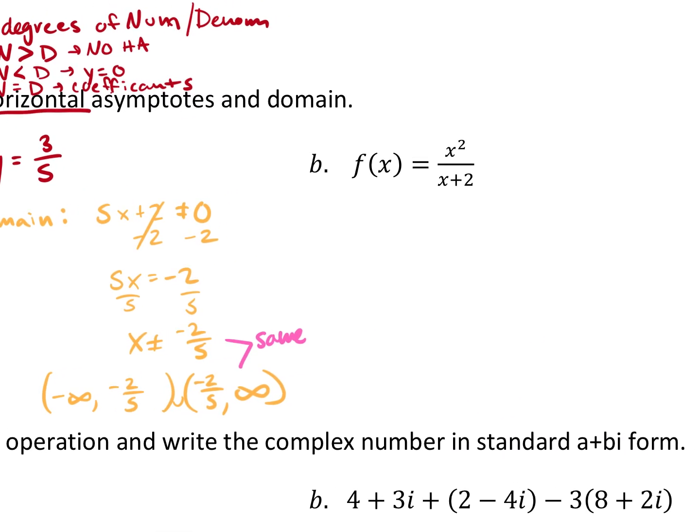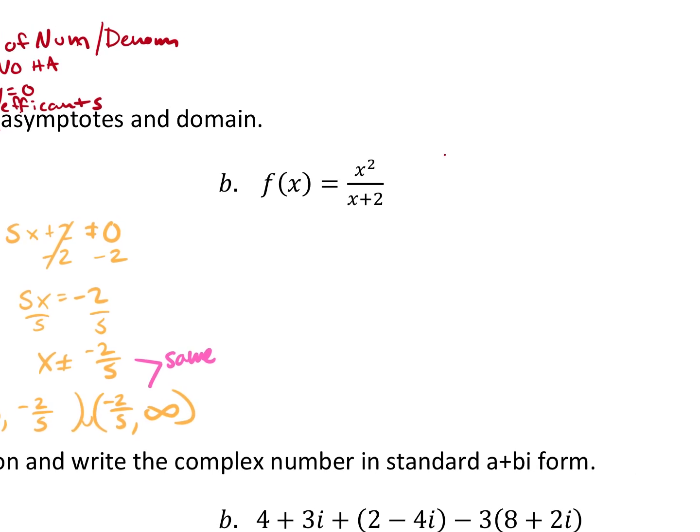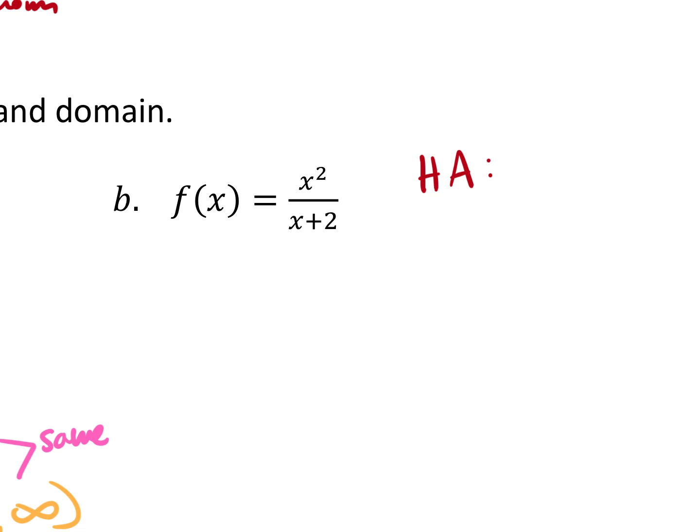Let's find the horizontal asymptote for b. What is my degree of the numerator? 2. And the degree of the denominator? So what do we know when the degree of the numerator is higher than the degree of the denominator? No horizontal asymptote. Awesome.